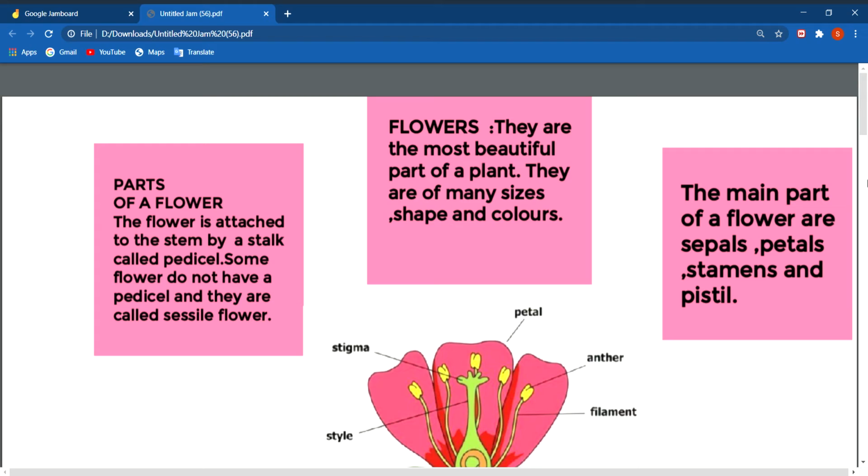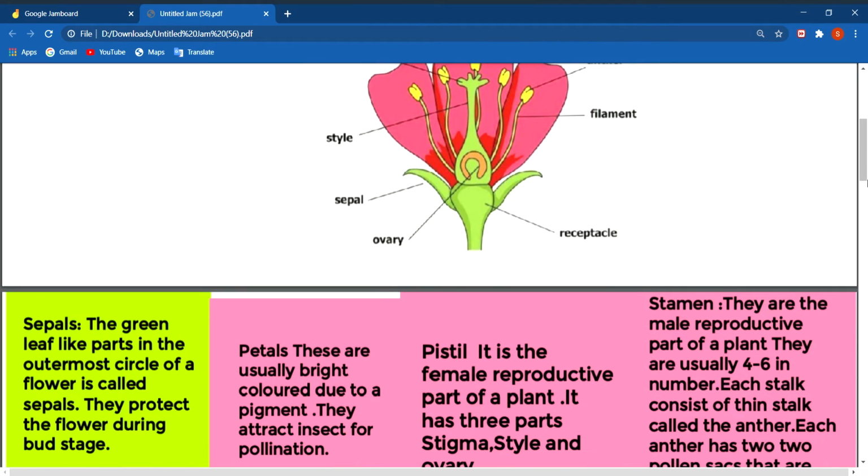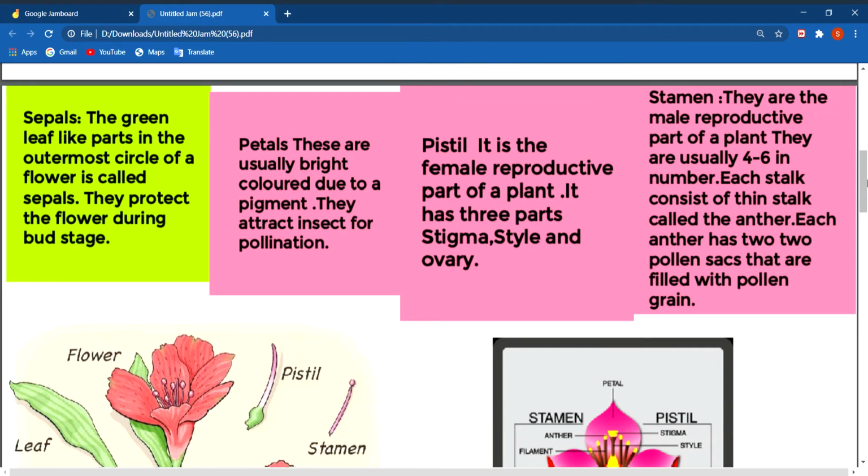A flower has four main parts, and they are sepals, petals, stamens and pistil. Now what are sepals? Sepals are the green leaf-like part of the flower. It is the outermost circle of a flower. These sepals protect the flower in the bud stage. You must have seen a bud. The bud is green in color, and inside that we can see the colorful petals also. The petals are enclosed in a green cover. That cover is called the sepals. And when a flower blossoms, the sepal is found at the base.